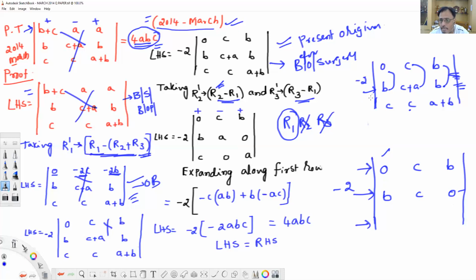Next, R3 minus R1. The result should be entered into R3. Okay. See here, I'm going to change the color now to red ink. C minus 0, C. C minus C, 0. A plus B minus B, A. Finished. The enemy has become very weak.